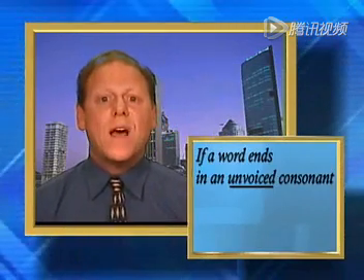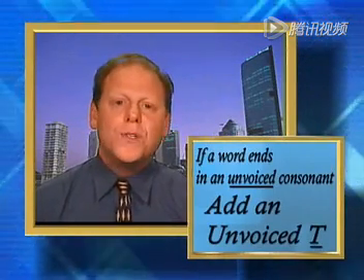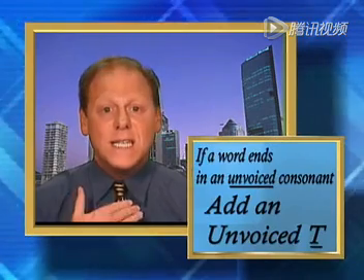If a word ends in an unvoiced consonant, all we do is add an unvoiced T. So let's look at the word jump, for example. The final sound in jump is a P, which is unvoiced. So when you put it in the past tense, all you do is add a T. So jump becomes jumped with a T sound at the end.